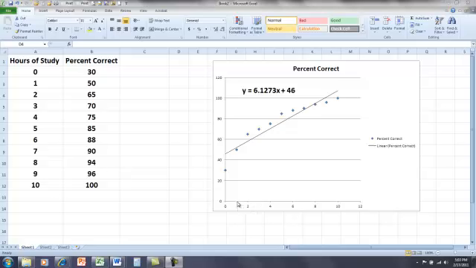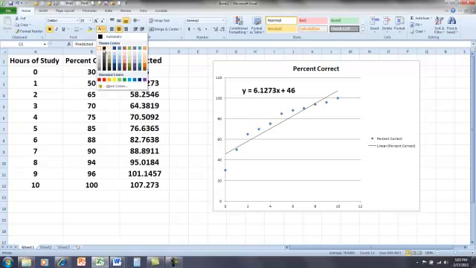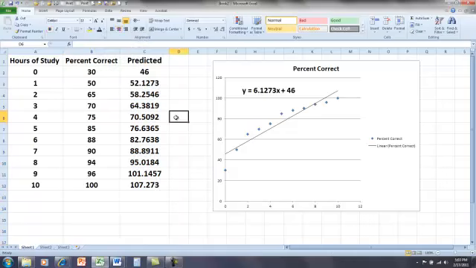Here, when there's 1 hour studied, this is the predicted score. The line is the predicted score, the blue score is the actual score, so on and so forth. And we could just put a formula in here to predict what we would see given how many hours you studied.